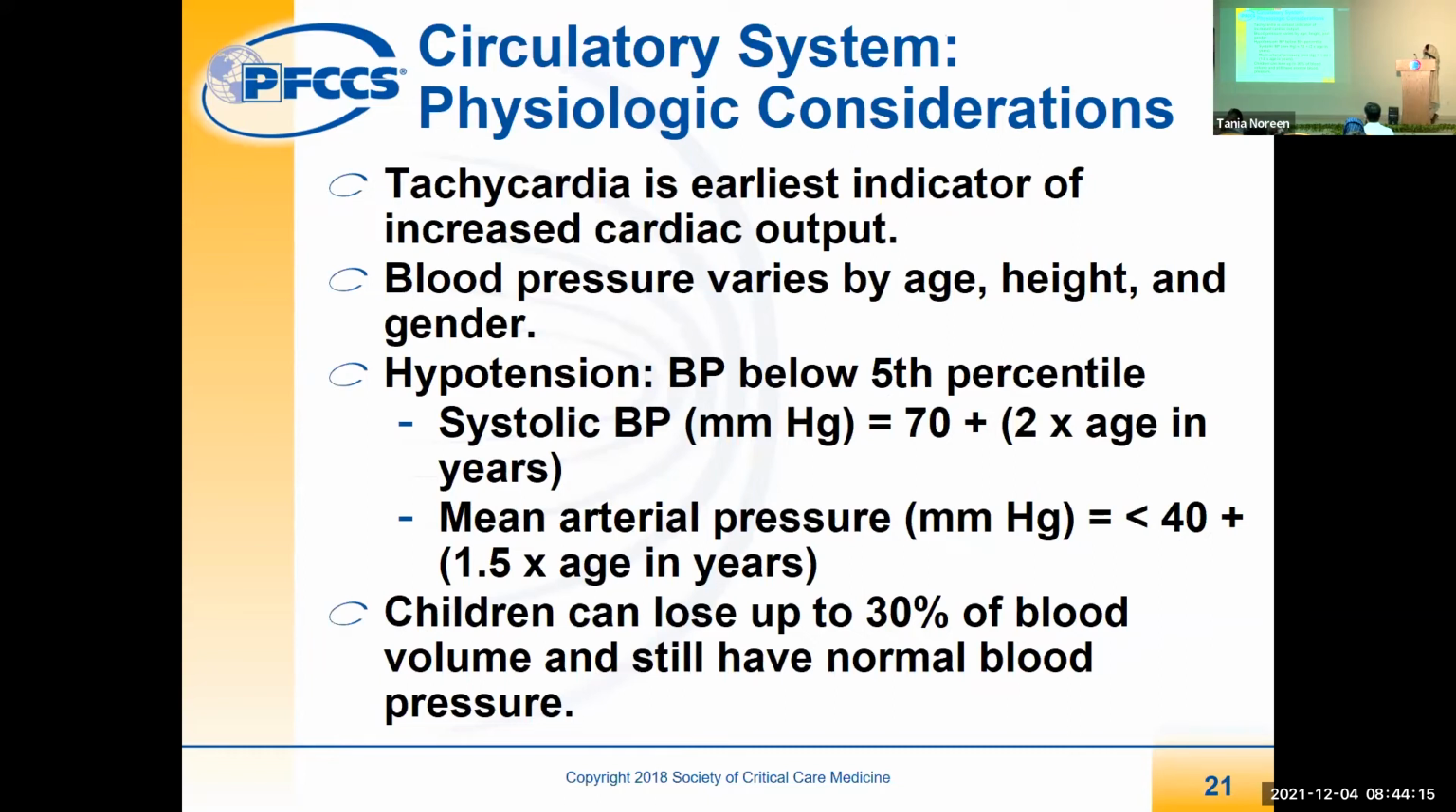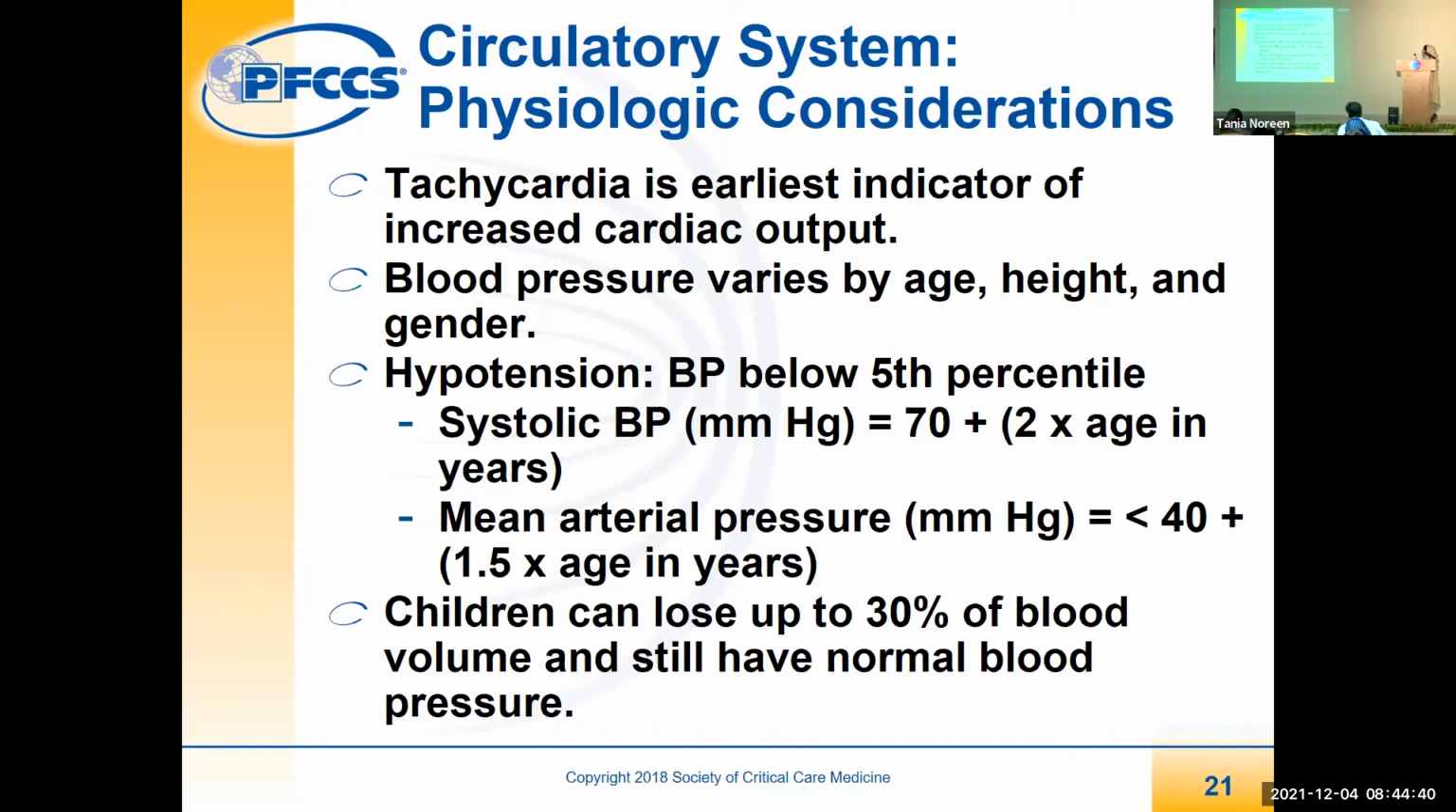This can be measured। Systolic blood pressure is age in years into 2 + 70। This is the 5th centile for blood pressure at any age। Similarly, mean arterial pressure, age in years into 1.5 + 40। This is the formula for the mean arterial pressure। अगर इससे कम सिस्टोलिक ब्लड प्रेशर या मीन आर्टीरियल ब्लड प्रेशर आ रहे हैं तो it means the patient is hypotensive। So these are the formulas you can do at the bedside.